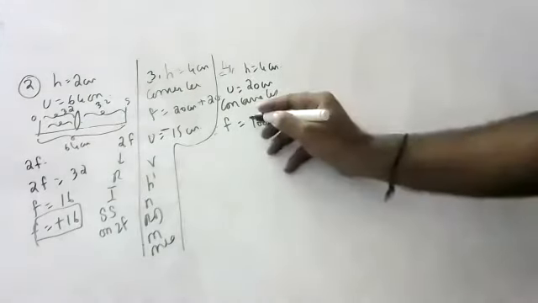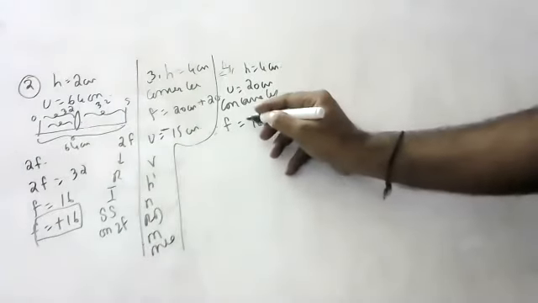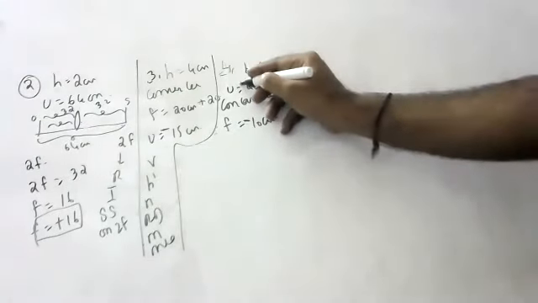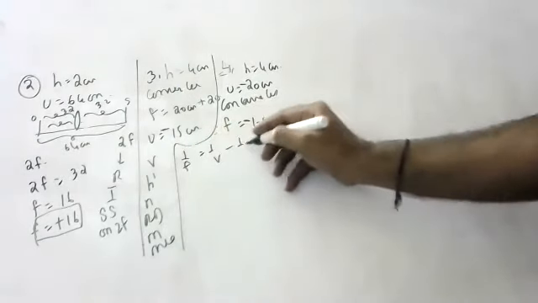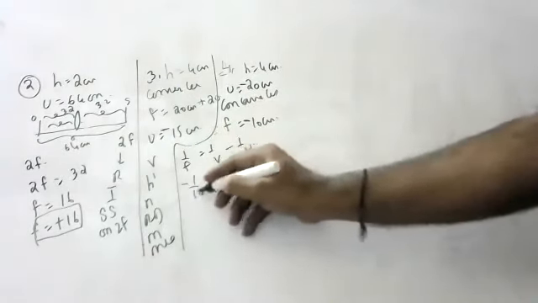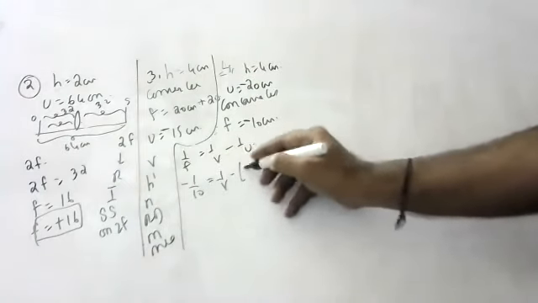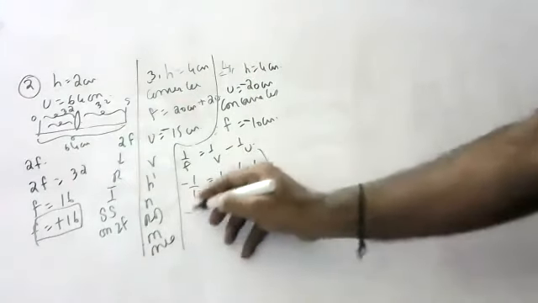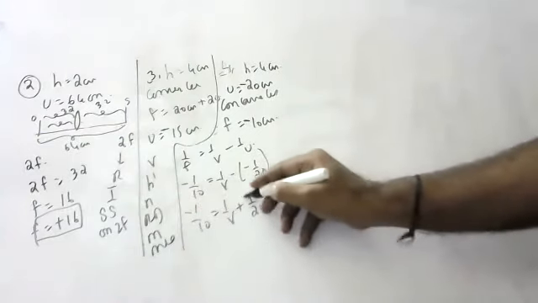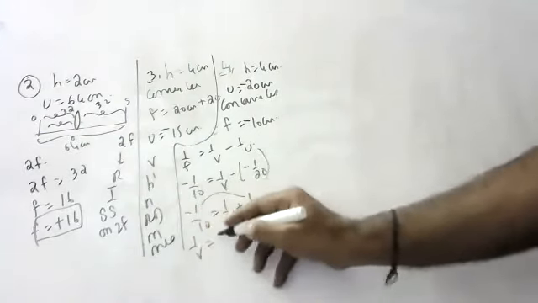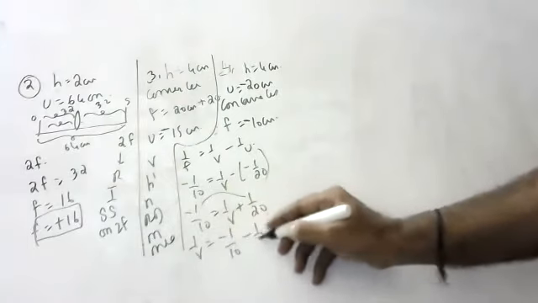Concave means plus or minus of focal length? Minus. Object distance is always minus. So 1 by f is equal to 1 by v minus 1 by u. So minus 1 by 10 is equal to 1 by v minus of minus 1 by 20. So minus 1 by 10 equals 1 by v plus 1 by 20. This goes here. 1 by v is equal to minus 1 by 10 minus 1 by 20.